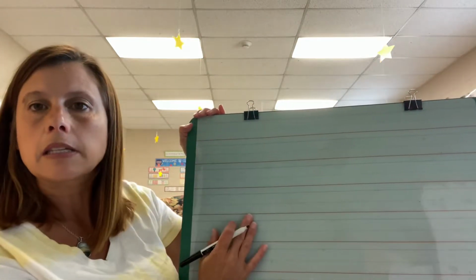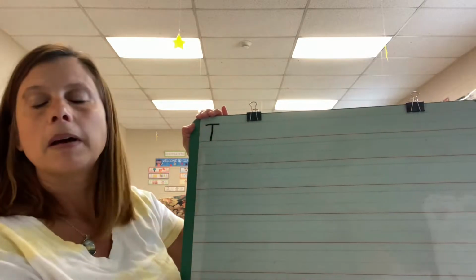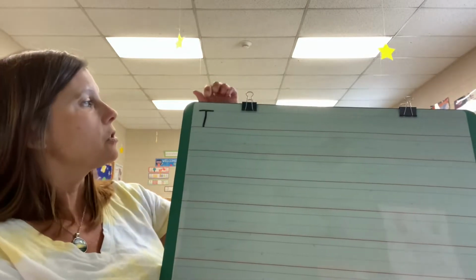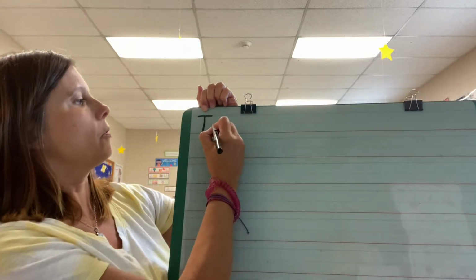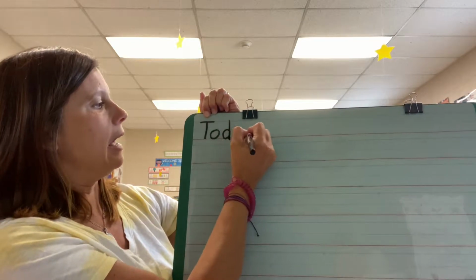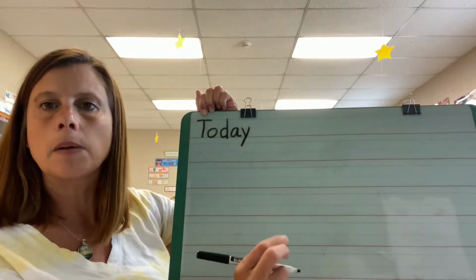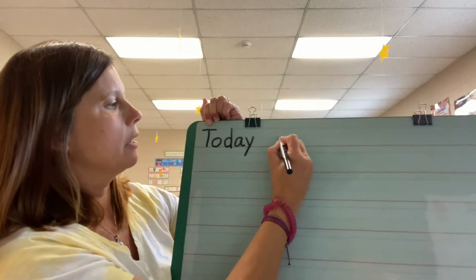The first sentence is going to be "Today is Monday." Did you know that? Today is actually Monday, September 13th. So when I start a sentence, I always use a capital letter. So I'm going to start with a capital T, today. And today is a word. And anytime I'm done with a word, I use two fingers to space between the next word.